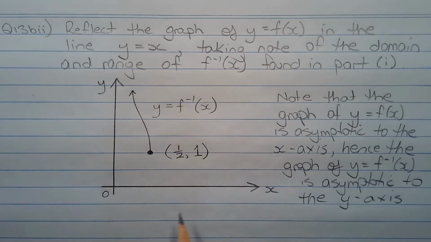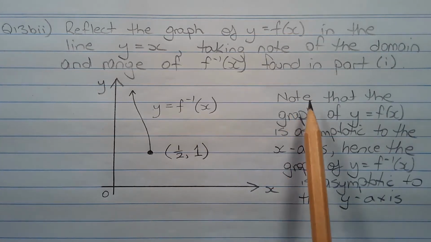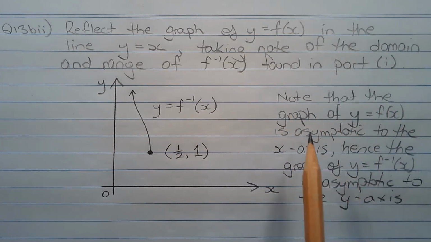Here is a sketch of the graph of y equals inverse f of x, and notice that it starts from the point (half, 1). Also note that the graph of y equals f of x is asymptotic to the x-axis, hence the graph of y equals inverse f of x is asymptotic to the y-axis.